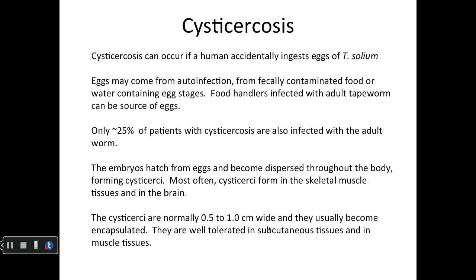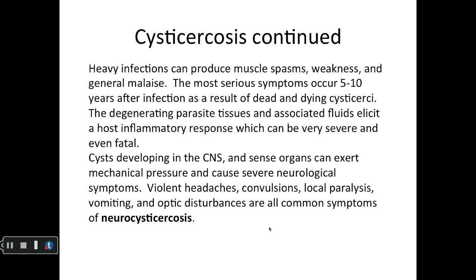The cysticerci are small, again about pearl size, so 1/2 to 1 centimeter, and they do become encapsulated by a host leukocyte response. If they're in subcutaneous tissues or muscle tissues, and there's just a few, they don't necessarily cause any major problems. Now, if they're in the brain, of course, that story is quite different. Heavy infections, though, if you have a lot of these larvae, which would mean that you ingested a lot of the eggs, you could have muscle spasms, muscle weakness, general feeling of malaise.